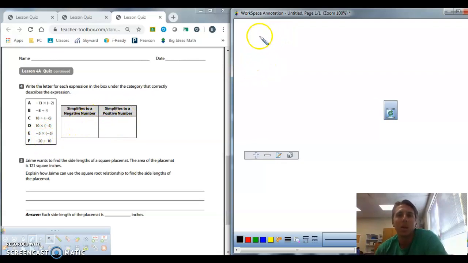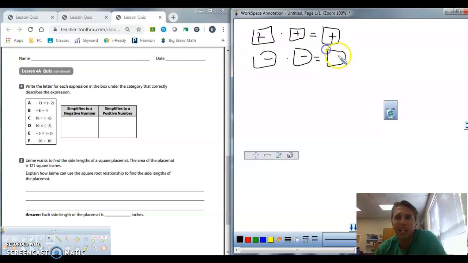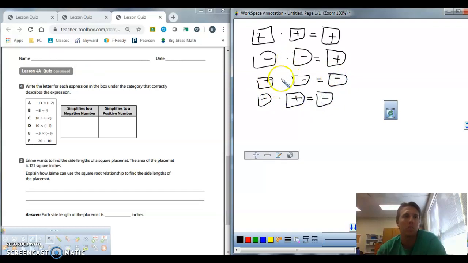Okay? So remember, these are the rules we came up with for multiplication and division. A positive times a positive gives you a positive. Same with a negative times a negative gives you a positive. Okay, if you have alternating signs, it's always going to give you a negative answer. And it's the same with division, remember. Same rules apply for division, okay?